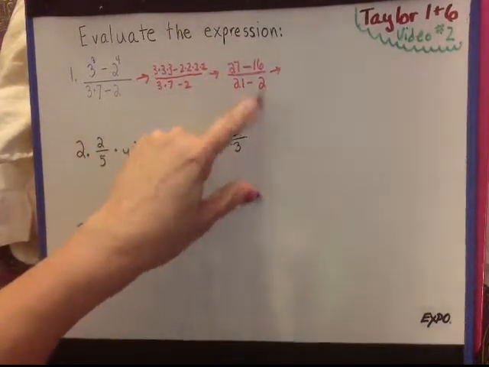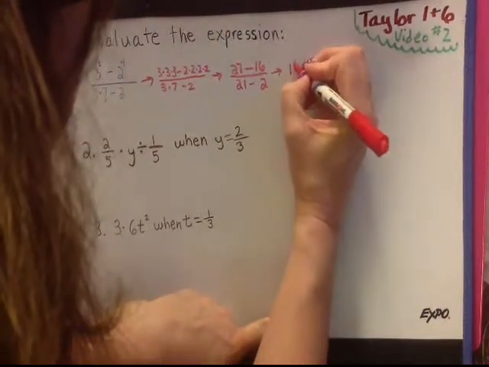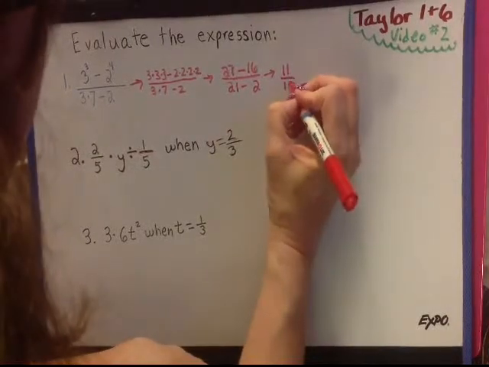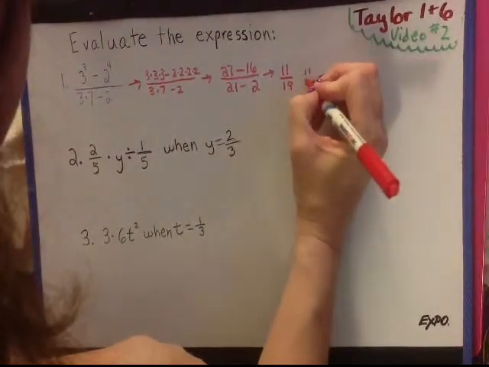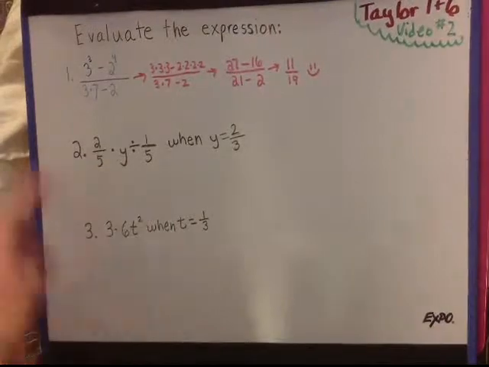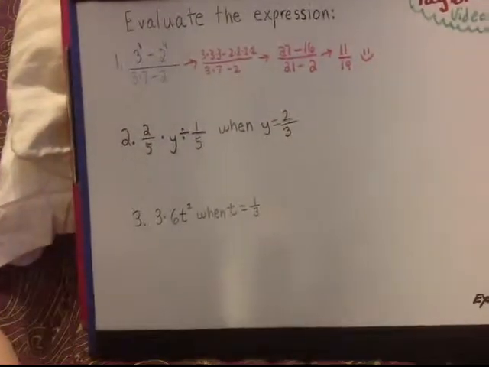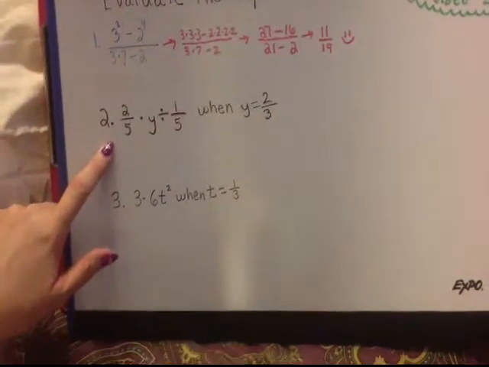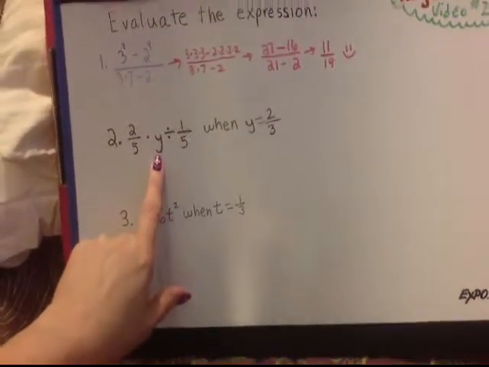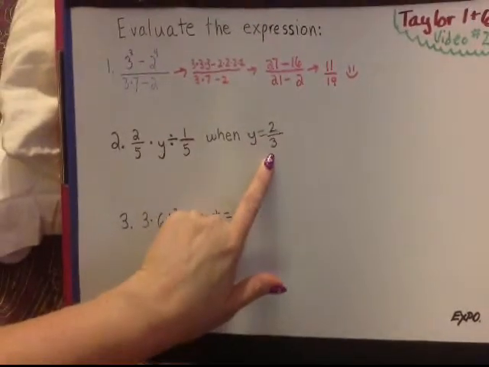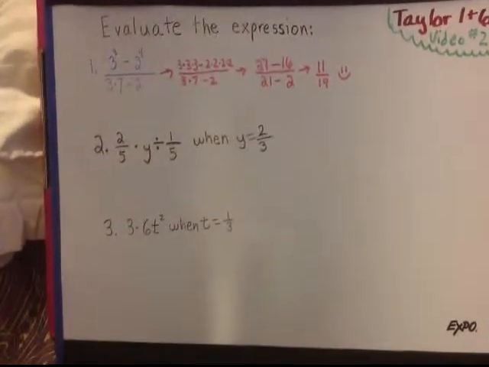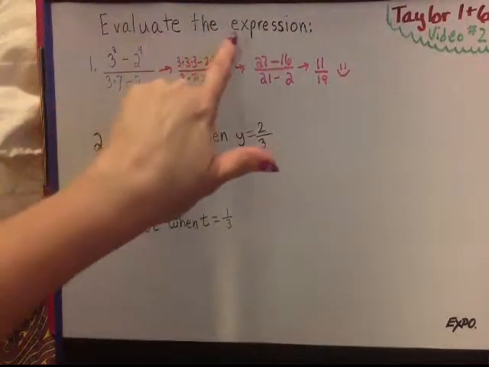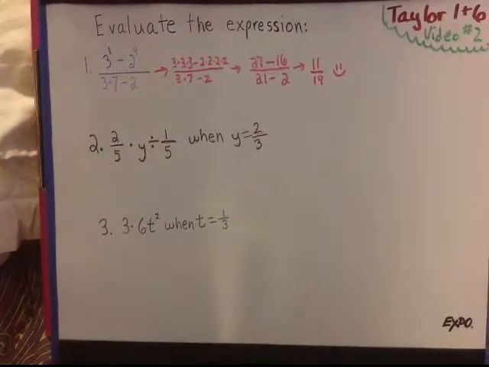Okay, 27 minus 16 is 11. 21 minus 2 is 19, and that is our answer. Okay, now let's look at problem number 2. And problem number 2, I see we have a variable here, and we have a value for the variable. Remember that evaluate means to find the value of the expression that we are working with.